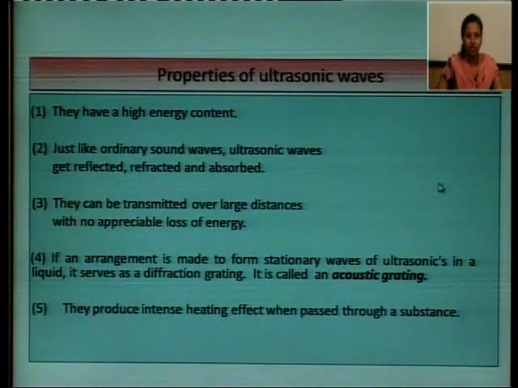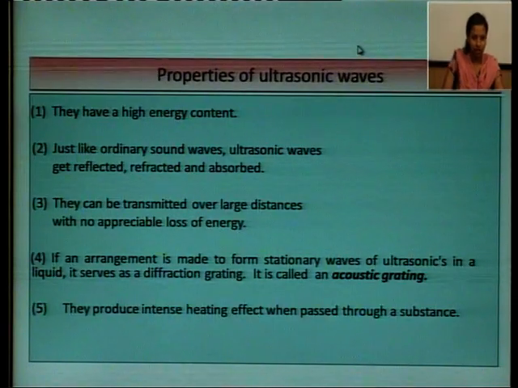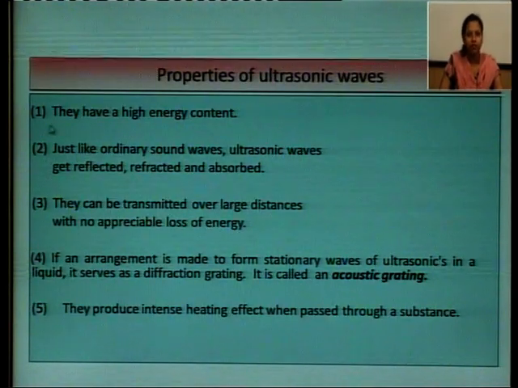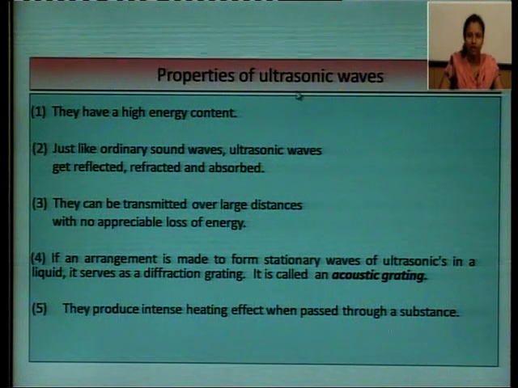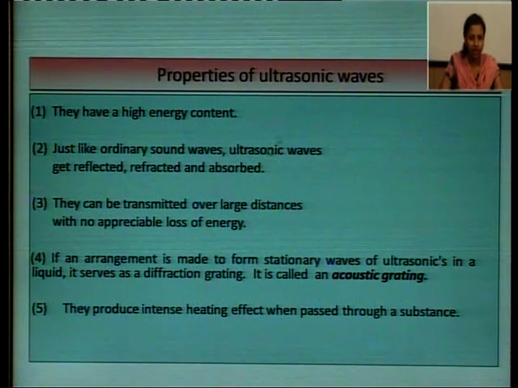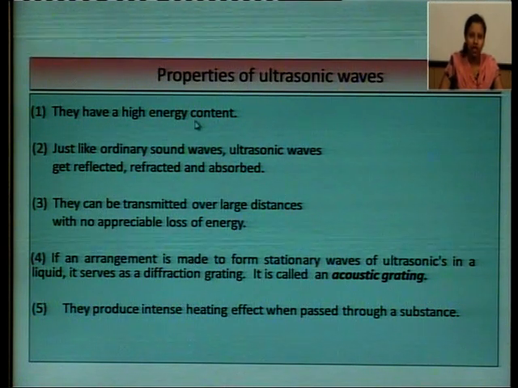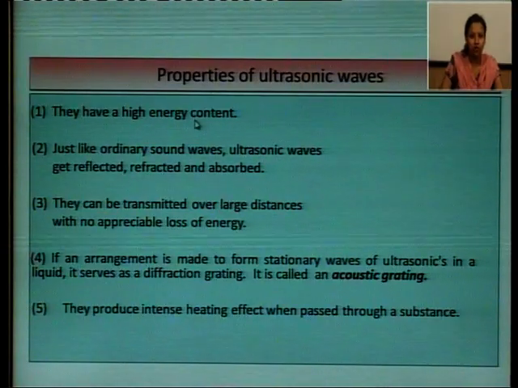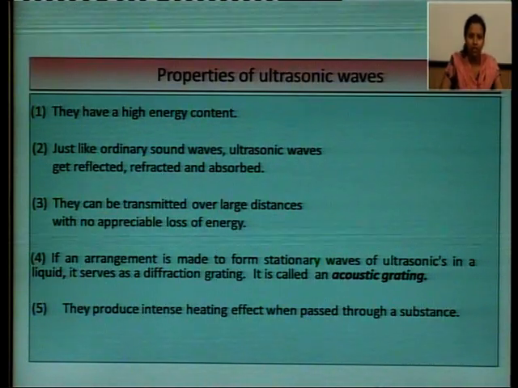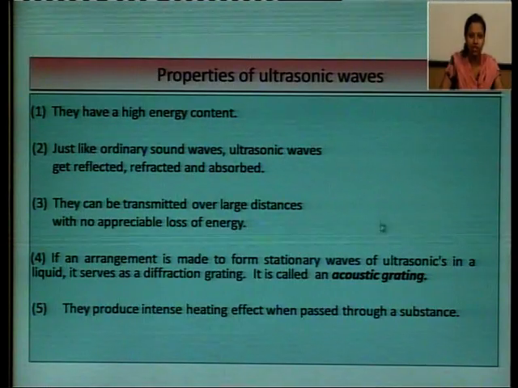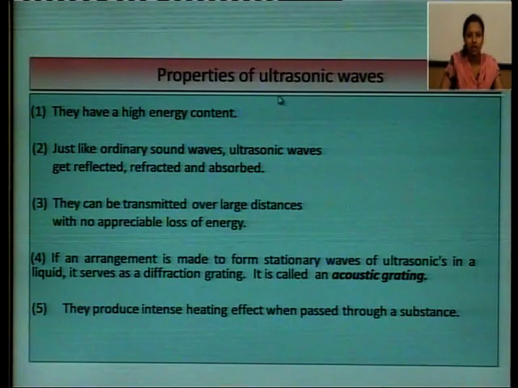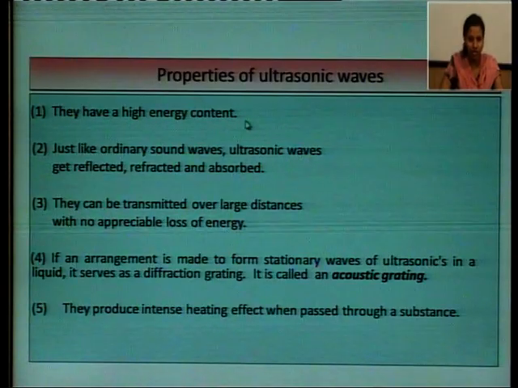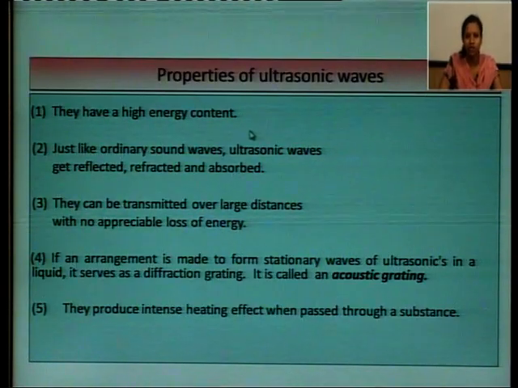Next are the properties of ultrasonic waves. We know the frequency of ultrasonic waves is very high. Since energy is directly proportional to frequency, if frequency is more, then energy is also more. So ultrasonic waves have a high energy content because of their frequency.